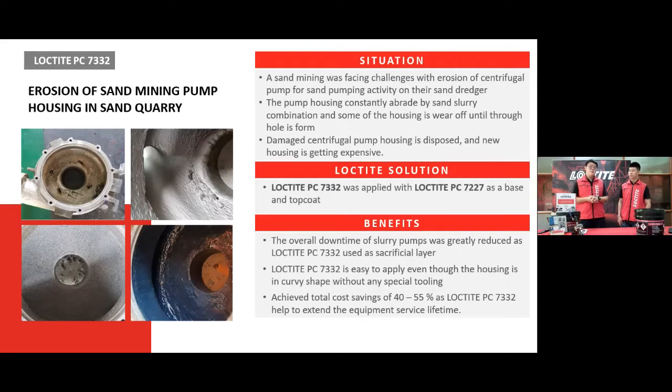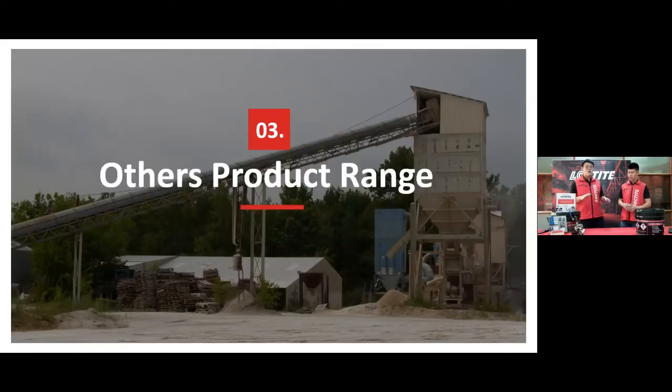So you can see from the benefits, like we always mention throughout the whole webinar, first is the sacrificial layer. Yeah, it's also easy to apply, because you can see the pump housing is a curvy area, so in this case we have difficulty installing our wear plates. But Loctite does have the products. We can apply this 7332 protection coating on the pump housing, and then we can extend the equipment lifespan. So in the long run we are able to cost down a lot. So let us move on to our next part.